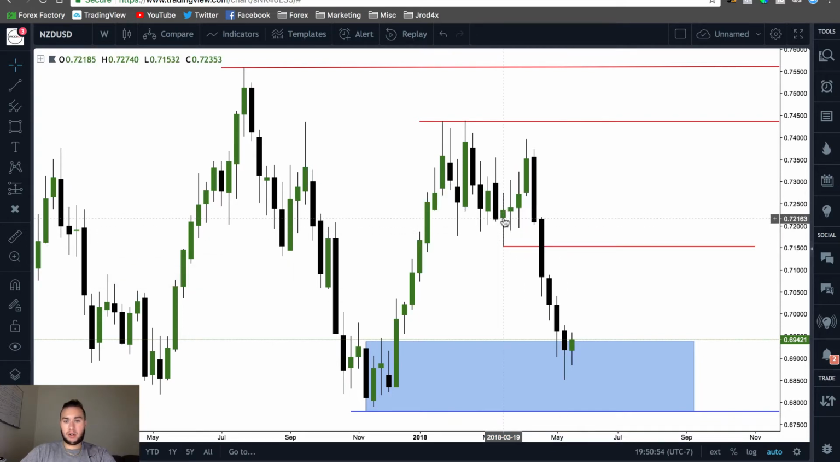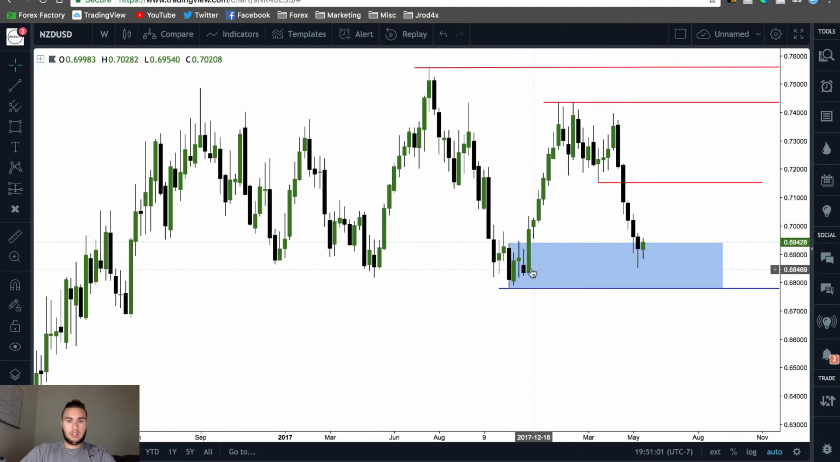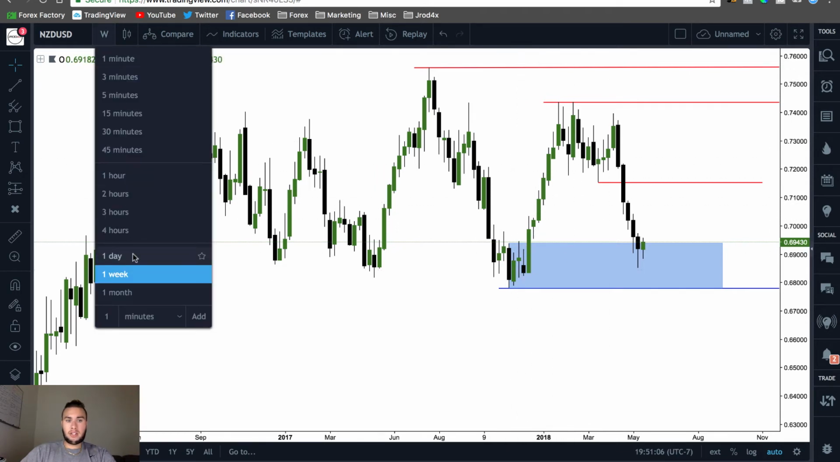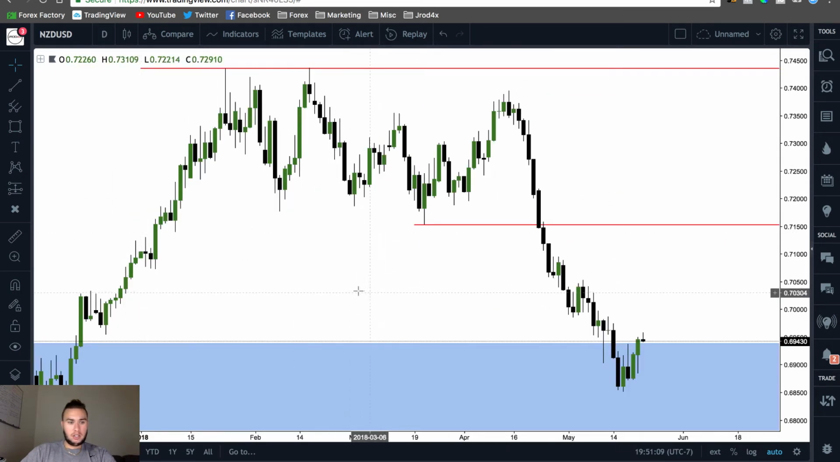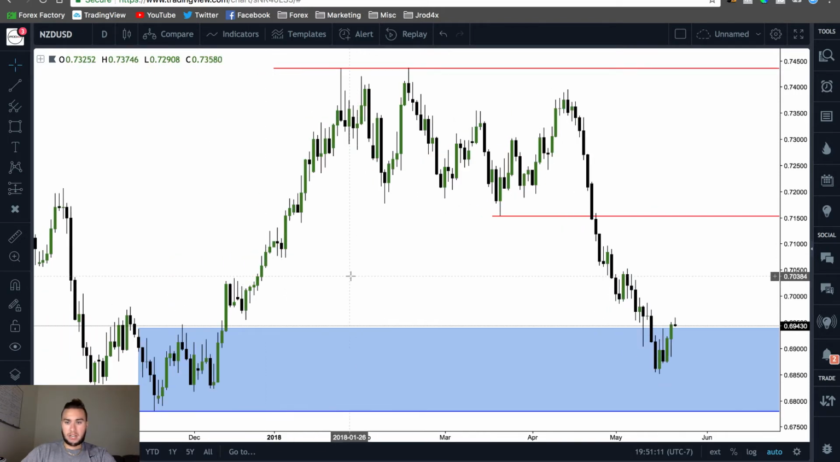Okay, so we got this low marked out at 71532, and that is a potential scenario that we could see the market trade up into there. So I don't see anything else for the weekly that we need to mark out that is within the current range that we're trading in. So we'll go ahead and drop down to a daily.